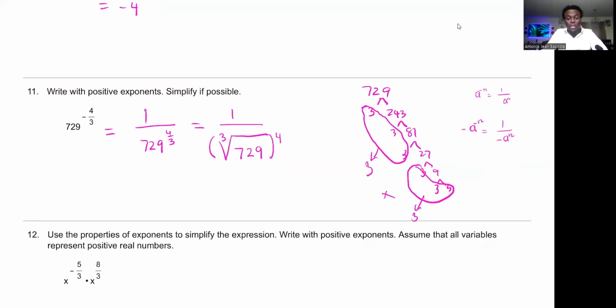Inside the parentheses, I will get 1 over 3 times 3, 9, to the power 4. And then calculate 9 to the power 4, which is 9 times 9 times 9 times 9. 9 to the power 4 equals 6,561. 1 over 6,561 is the answer for this problem. 1 over that. That's a number almost close to 0.